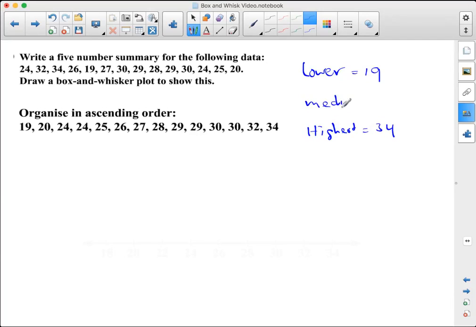Now I just need the median, and I need the upper quartile, that's quartile 3, and I need the lower quartile, quartile 1. Let's go for the median. You know how to find the median. We've got 1, 2, 3, 4, 5, 6, 7, 8, 9, 10, 11, 12, 13, 14 data points. So I'll organize them in 2 lots of 7. So 27 and 28 form the middle 2 values, hence the median is 27 and a half. It's right in the middle between 27 and 28.